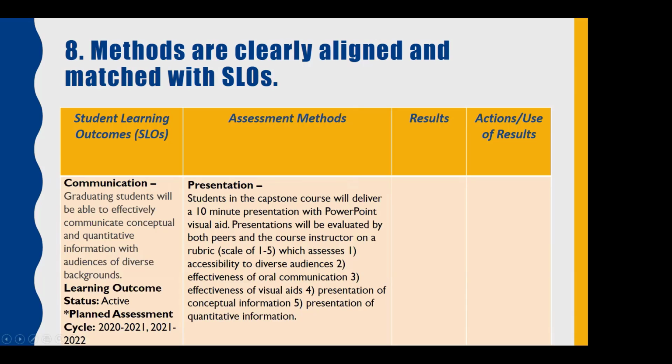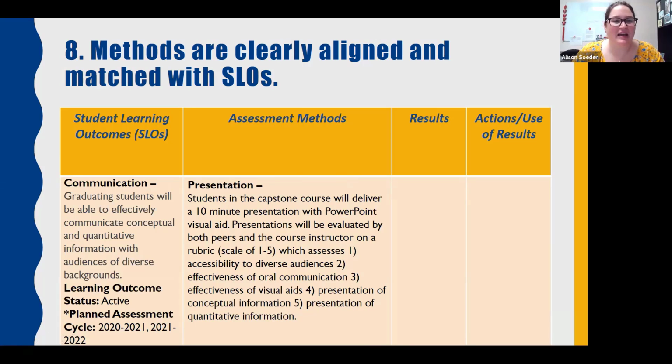All right, so number 8, we are looking at a student learning outcome here. Methods are clearly aligned and matched with the SLO. So we are not yet onto another rubric item, but a different one than before. So I'll let y'all read through the assessment method information and then read through the SLO information to see if you feel that there is or is not alignment there between those two entries.